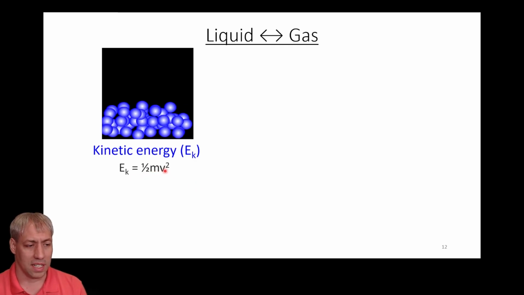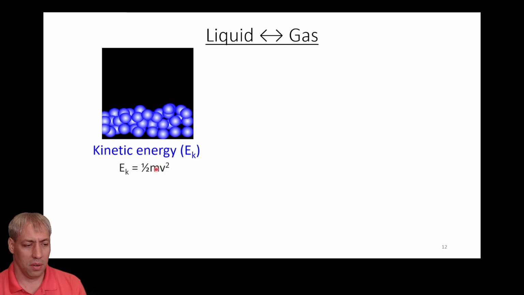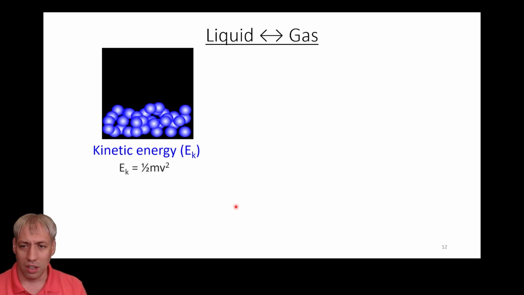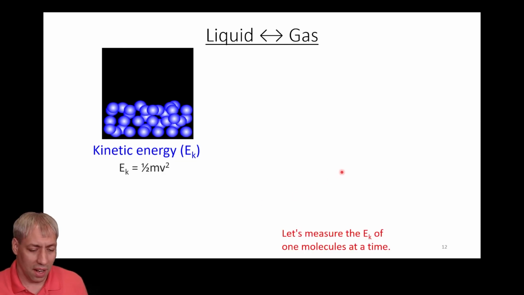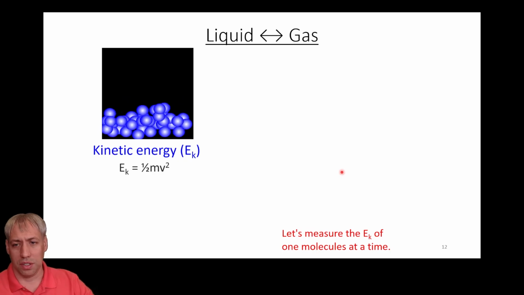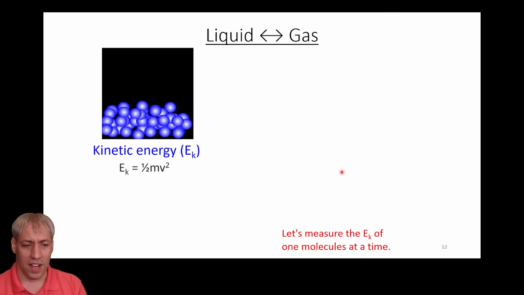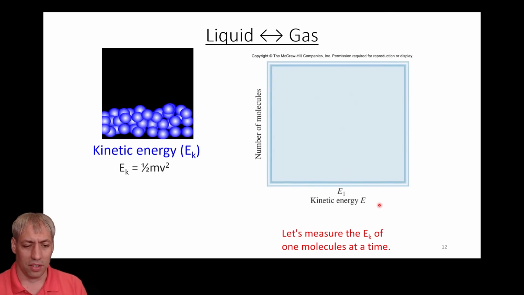Energy equals 1/2 mass times velocity squared. And so you have a certain mass associated with your molecules or atoms, and they're going at a certain speed. But what's interesting about this is not all of them are going the same speed. And so if you had a jar of atoms and you could pick out one at a time and measure how fast it's going, you could make a graph that looks something like this.